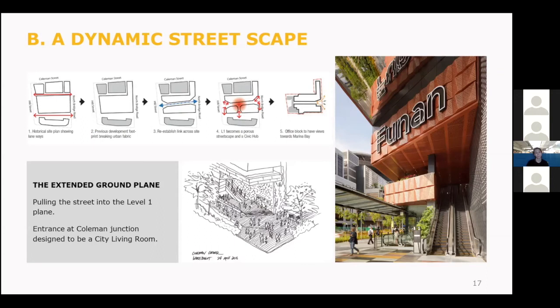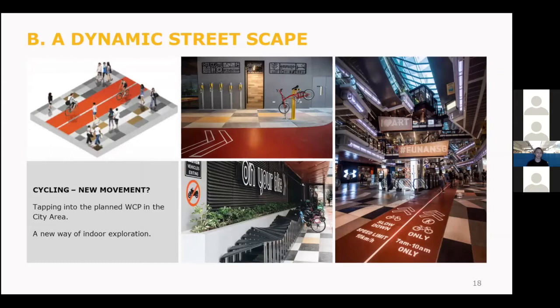The cycling into Funan Mall really was tapping into the walking cycling plan that was planned into the civic district. We were looking at this idea of perhaps changing the velocity at which people experience a mall. And this was a solution. So not only is there a path running through the development that's pulled directly from the walking cycling plan, but we also have a bike hub located at the south of the development.